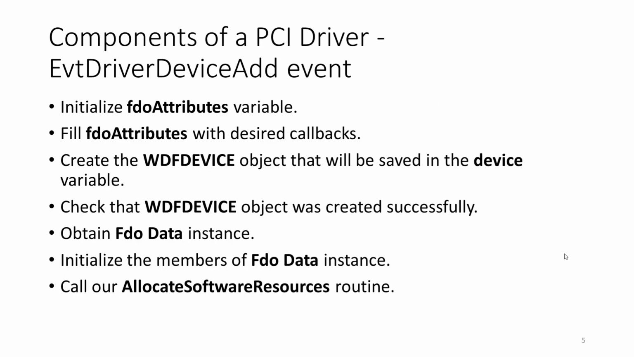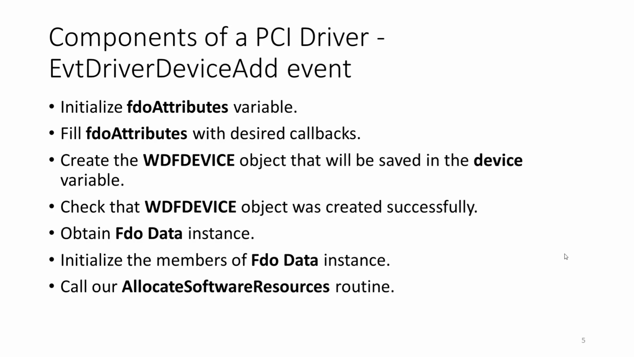Then, we need to initialize the fdoAttributes variable. Next, we need to fill the fdoAttributes with the desired callbacks. Next, we need to create the WDFDEVICE object that will be saved in the device variable. Next, we need to check that the WDFDEVICE object was created successfully. Next, we need to obtain the FdoData instance. Next, we need to initialize the members of the FdoData instance.